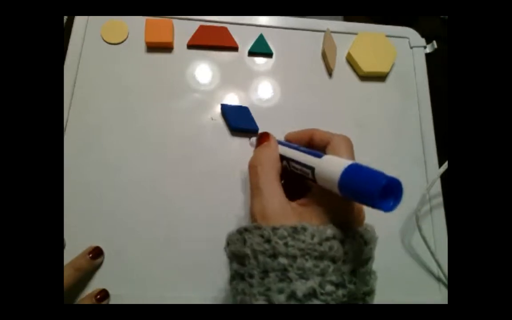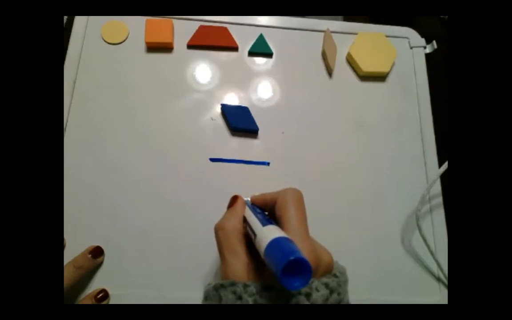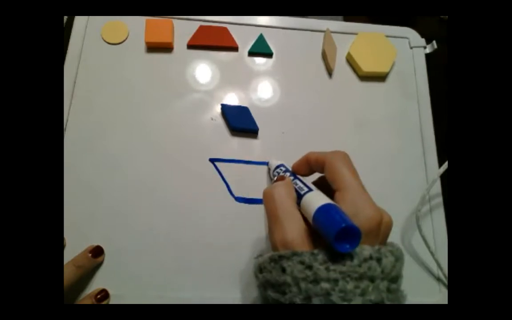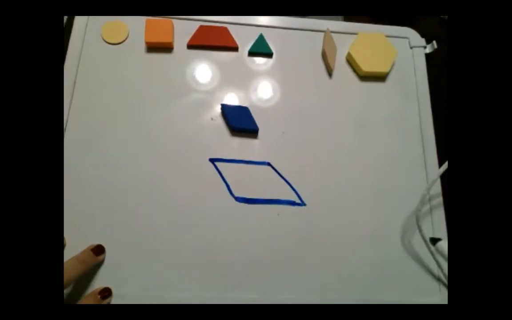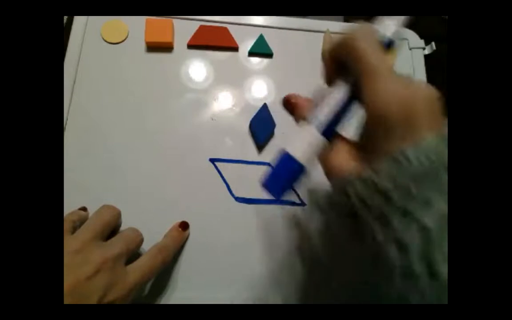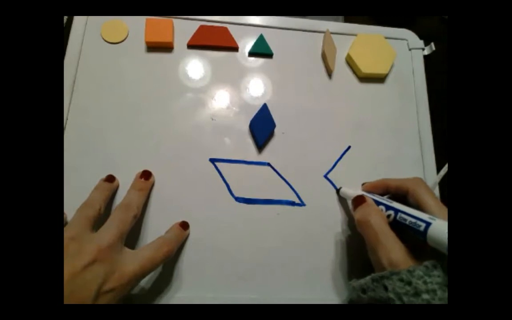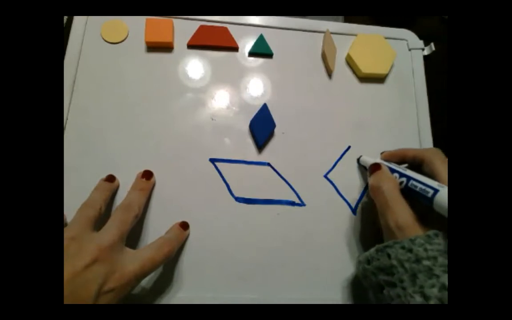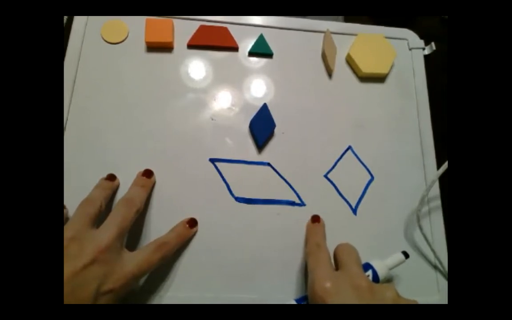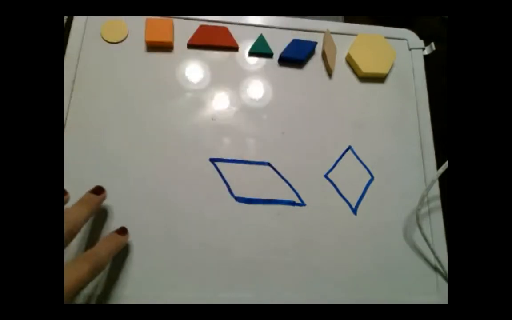Great thinking. So a rhombus has a straight side here, and then it has a straight side here. But then it has two slanted sides that connect it, like that. If I turn it up like this, it looks like what we might call a diamond. And I can come out and draw it that way too. So a diamond and a rhombus are the same shape. Last one.